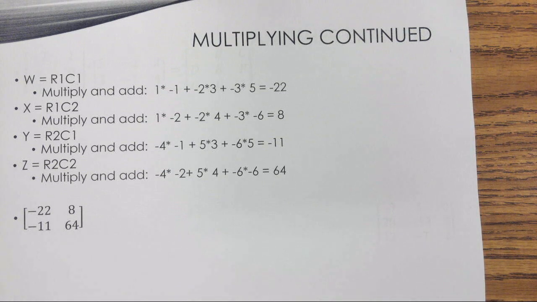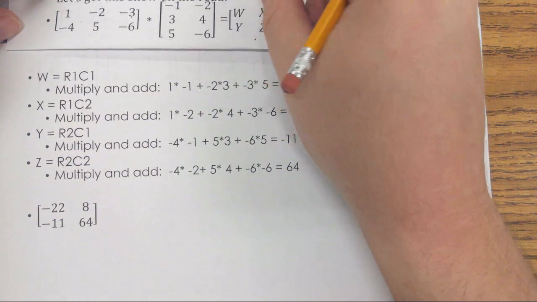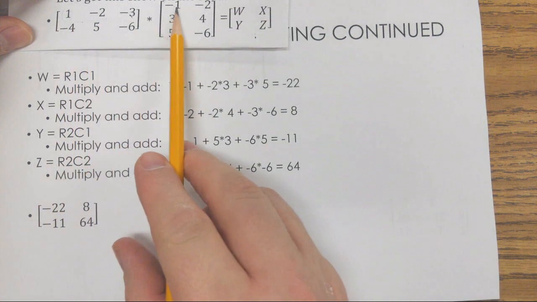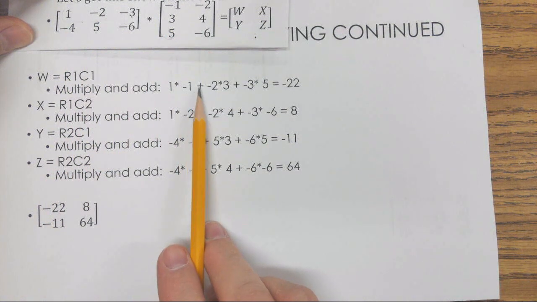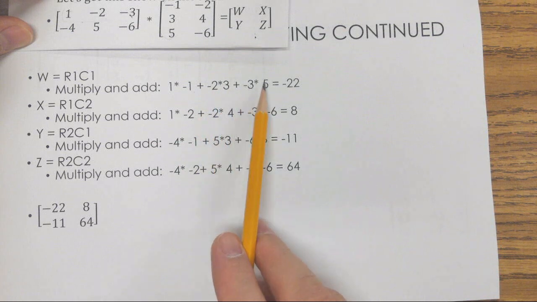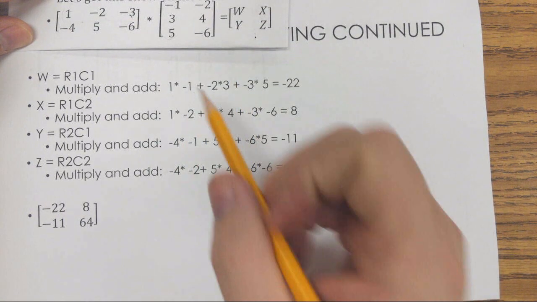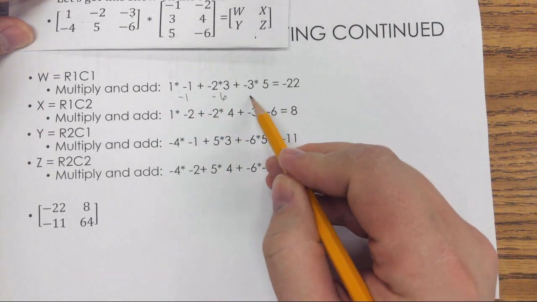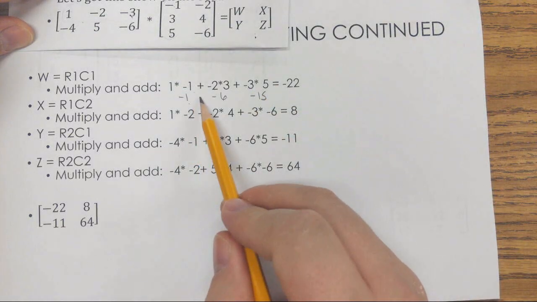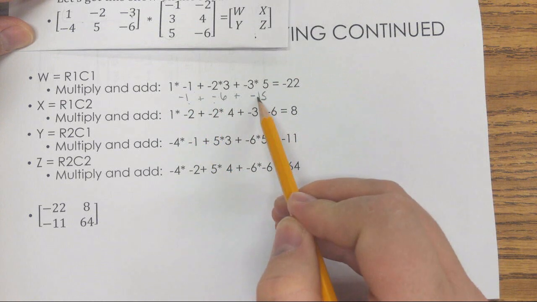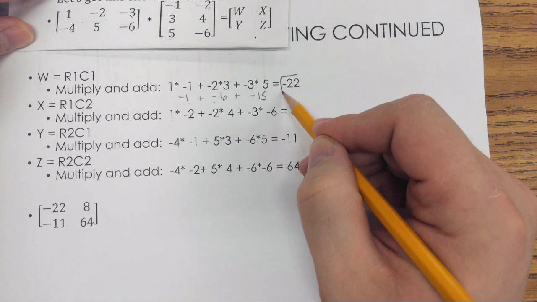Okay, so let's take a look at this. Here's our row 1 multiplied by column 1. So I'm taking row 1 and multiplying it by column 1. So 1 times -1 plus -2 times 3 plus -3 times 5. When I multiply all those together, this is -1, this is -6, this is -15. Well, that's -1 plus -6 is -7 plus -15 is -22. There's my first element of my new matrix.